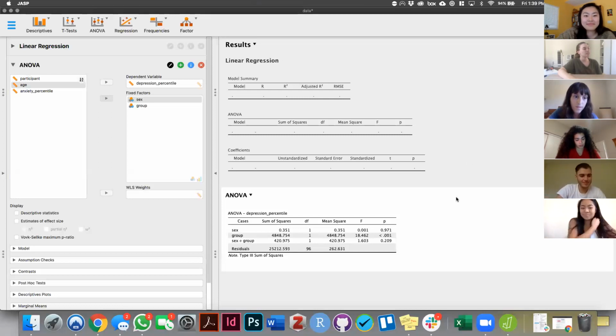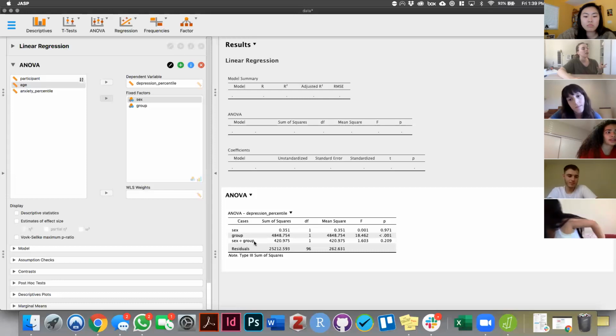Oh, one other thing to notice is that when you do an ANOVA, instead of a t statistic, you have an F statistic. That's how the software is calculating the p-values. And when things are multiplied like that, that means interaction. So does anxiety depend on sex and group? Is it different for each group depending on their sex, or different for each sex depending on their group? That's basically what an interaction would be.